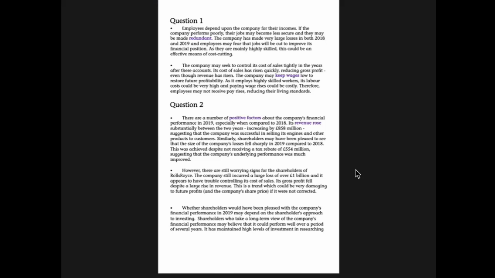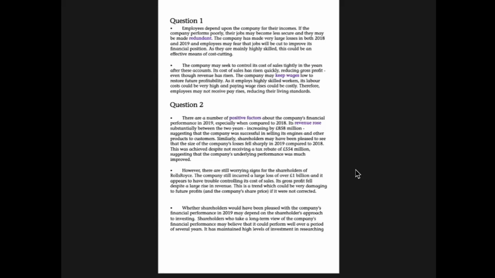Revenue increased, the losses decreased. This was achieved despite not receiving a tax rebate of 554 million, suggesting that the company's underlying performance was much improved. However, this is the other side, the negative side of it.